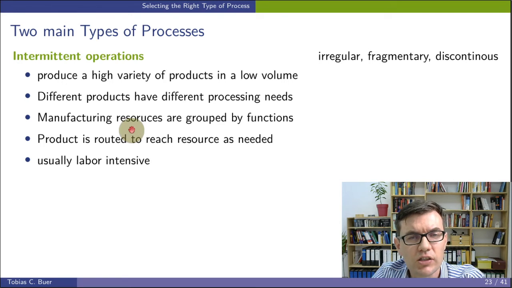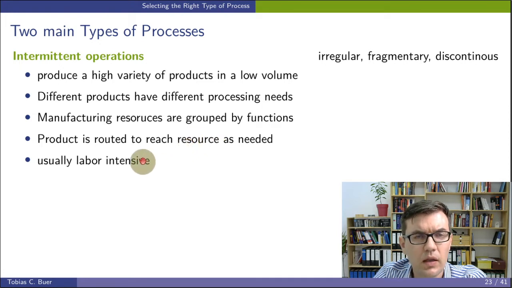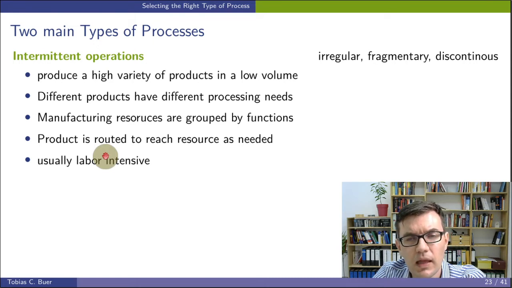Usually our manufacturing resources are grouped into functions, and the product is routed through the factory and is only visiting those resources that the product requires. Typically, such intermittent operations are quite labor intensive because of the high customization, but they do not need too much capital as a rule of thumb.